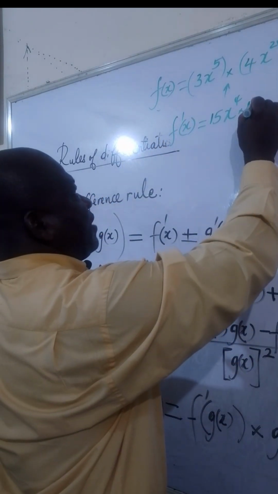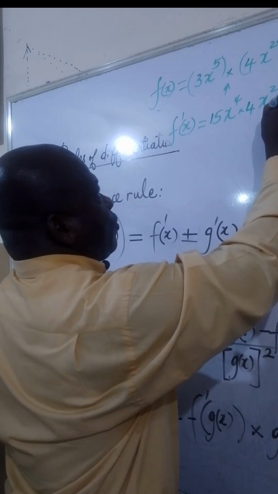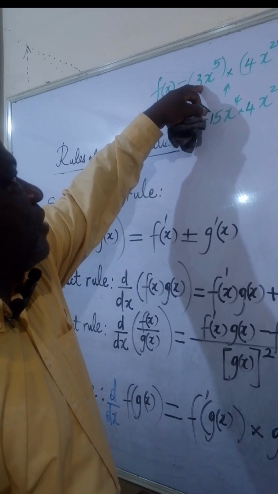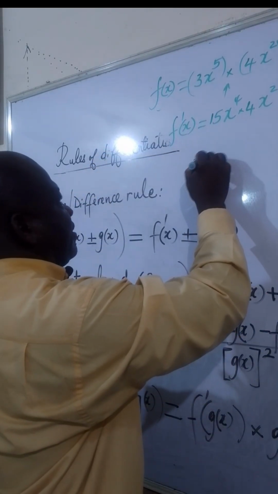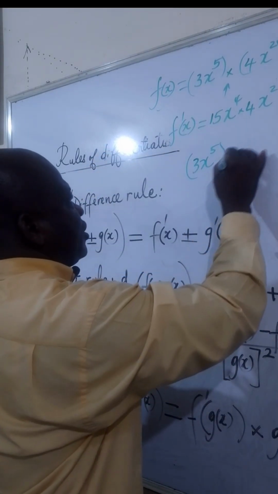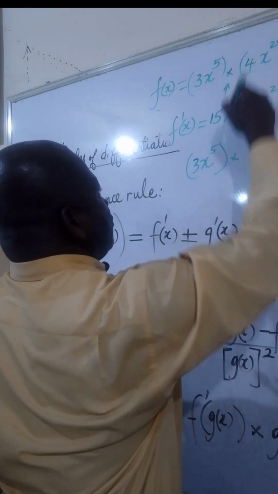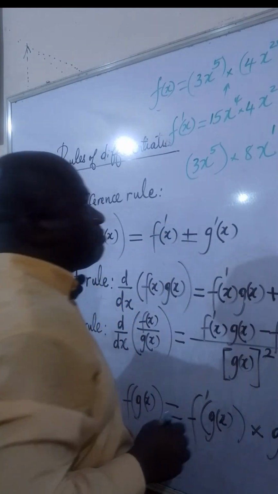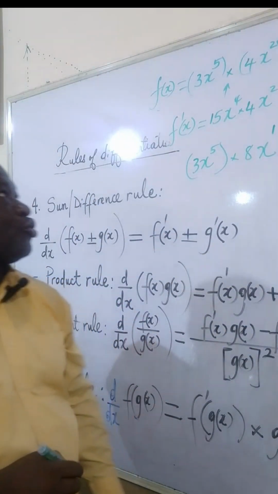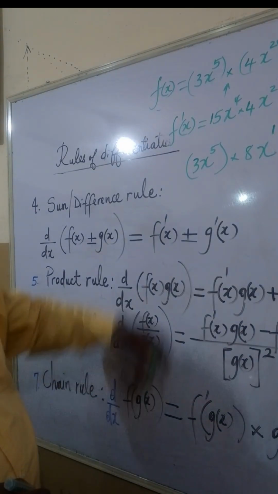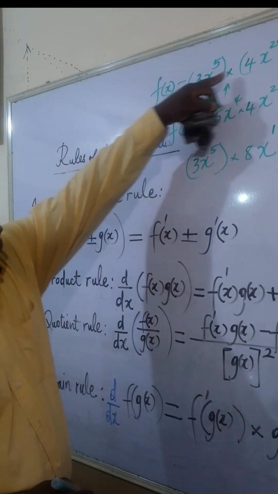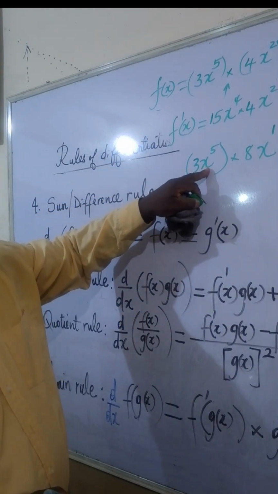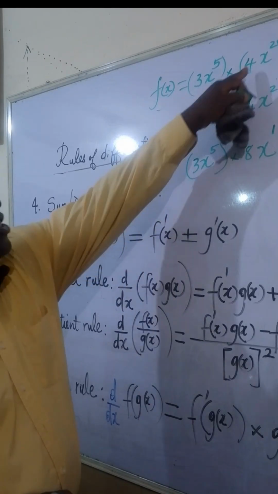That's 4x raised to power 2, plus, we have differentiated this first function, so we are going to leave it here. That's 3x raised to power 5. Now differentiate the second function as 4 times 2, which is 8, x raised to power 2 minus 1, that's power 1. So this is how we can use the product rule to differentiate. Differentiate the first function, multiply by the second function, plus, leave the first function and differentiate the second function.